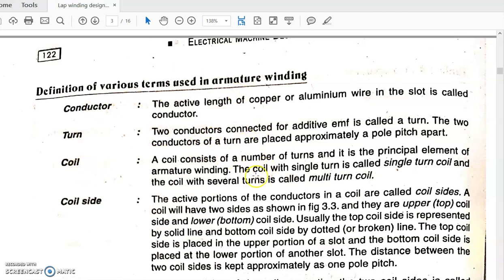A coil consists of a number of turns. A coil may be a single turn coil. If it is a single turn coil, only 2 conductors will be there. If it is a multi-turn coil, depends upon the number of turns, the coil turns will be different.